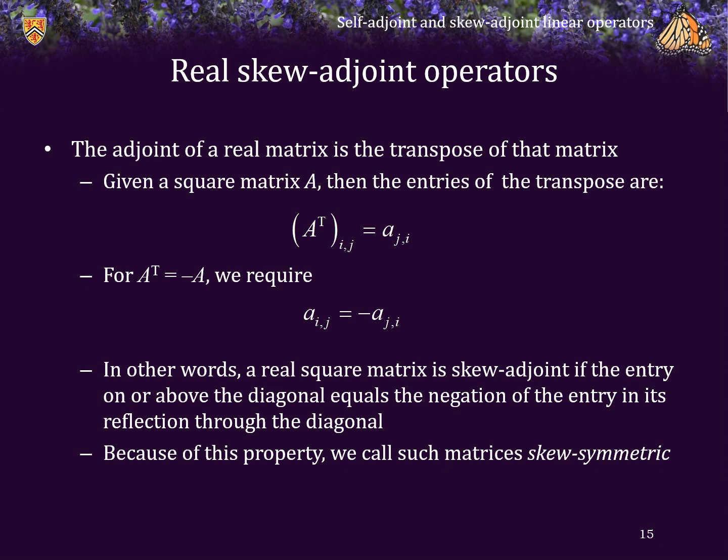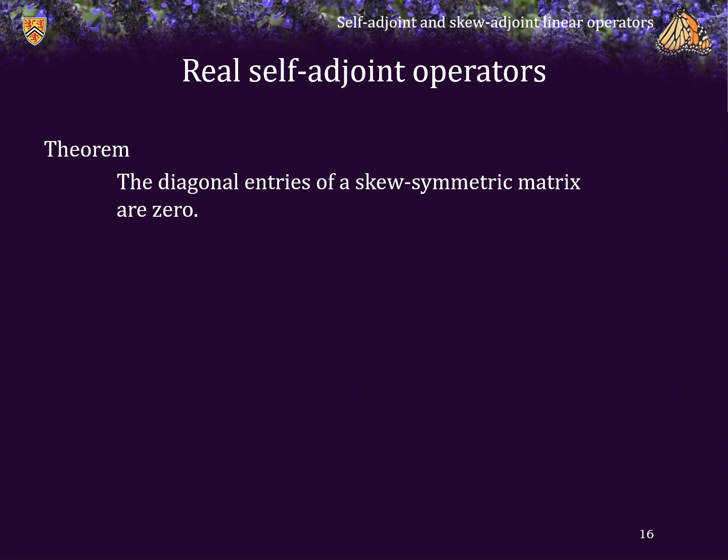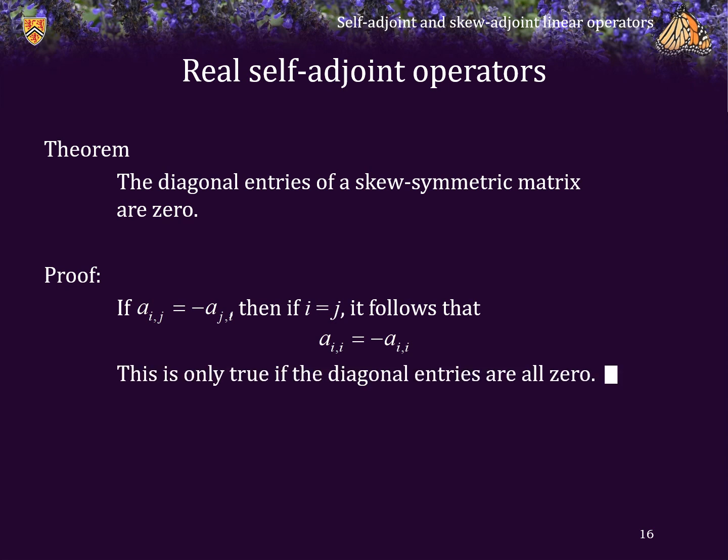Because of this property, we call such matrices skew-symmetric. Theorem: the diagonal entries of a skew-symmetric matrix are 0. Proof: well, if Aij is equal to the negation of Aji, then if i equals j, that is, we're on the diagonal, this requires that Aii is equal to the negation of Aii. But this is only true if the diagonal entry is 0. Consequently, all of the diagonal entries must be 0.